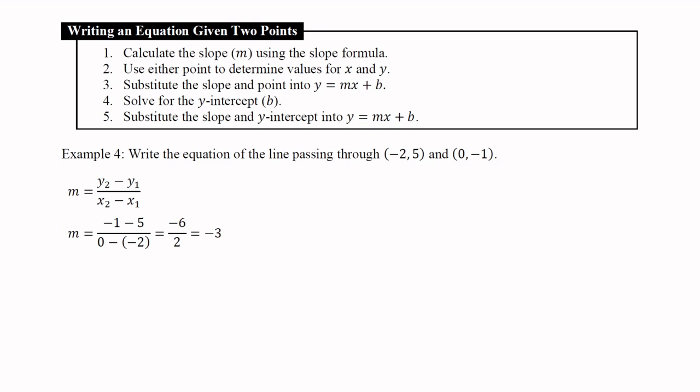Now that we have our slope, we're going to plug it in along with one of the 2 points into our slope-intercept form and solve to find our y-intercept, which is -1. Finally, now that we have m and b, we can plug those 2 things into our slope-intercept form to write our final equation.